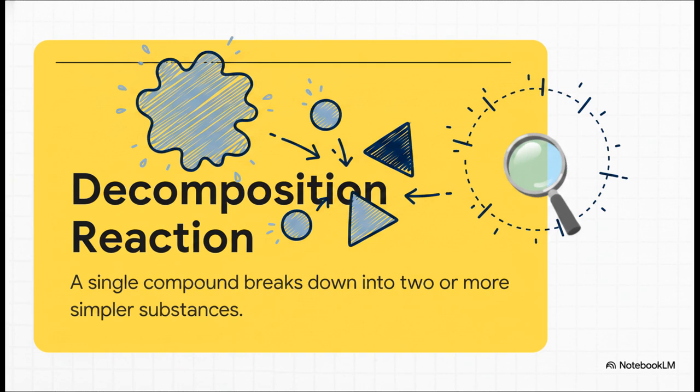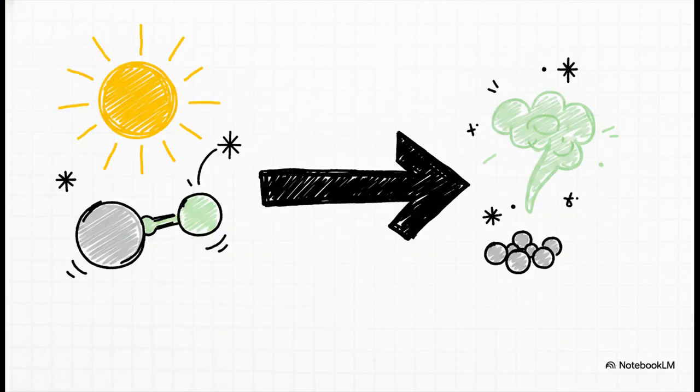Something is decomposing. You have one single, more complex thing, and it just breaks apart into multiple, simpler things. It's one thing becoming two or more separate things. Simple as that. Here's a perfect example. You take some silver chloride, you let it sit in the sun, and boom, it decomposes. You start with just one compound, that's the AgCl, and it splits into two totally separate elements, solid silver and chlorine gas. See, one thing becomes two? That is a textbook decomposition reaction.